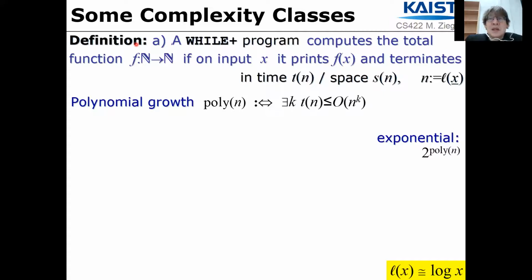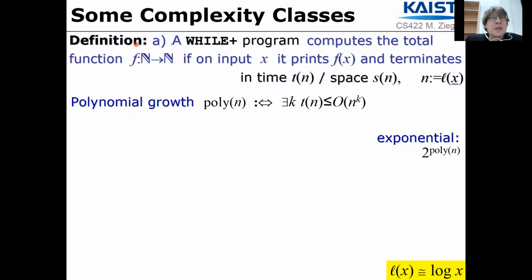The major difference is exponential time algorithms, which we define not only to mean 2 to the n or 4 to the n or some constant to the n, but 2 to the polynomial in n, which is more general, which is more generous. But the benefit will turn out to be some closure properties.